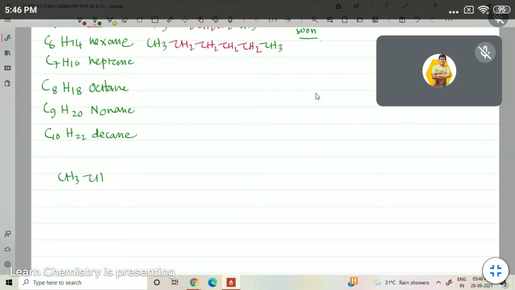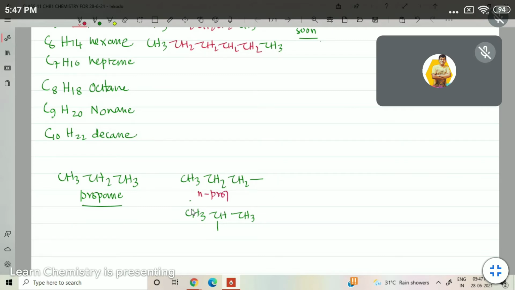Okay, let's come to the point first. What is the name of this compound that I have written here? 3 carbon alkane, propane, right? Everyone agree? Now CH3, CH2, CH2 bond, this is called propyl. Now what about this one? CH3, CH, CH3. This is also propyl. But the first one is n-propyl and the second one is isopropyl.